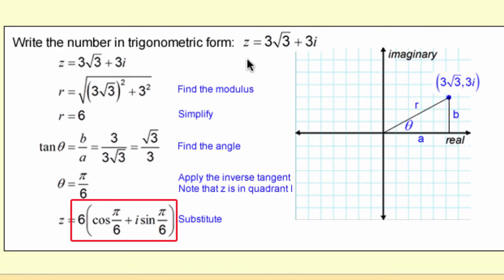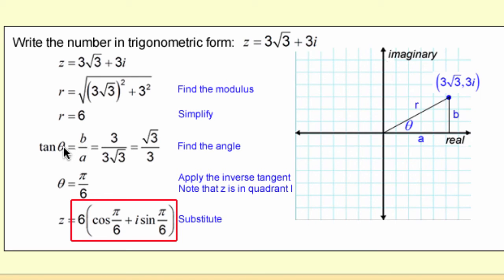So here's an example of writing a number in trigonometric form or polar form. First, what you do is you plot the point and then draw out a triangle like this, and it's in quadrant 1 because both signs, the real and imaginary, are positive. Then you calculate the absolute value using the real component and the imaginary component. In this case, it's the square root of 3 square roots of 3 squared plus 3 squared, and that works out to be exactly 6. So the radius is 6.